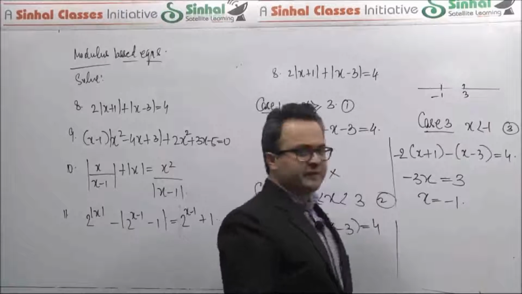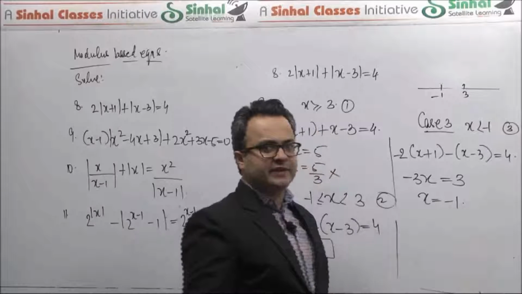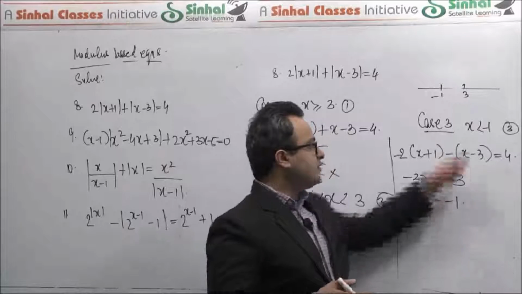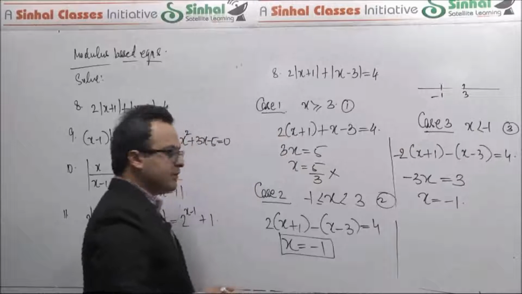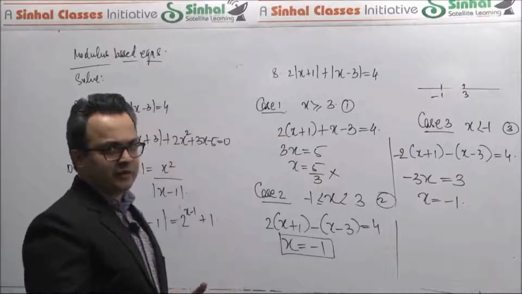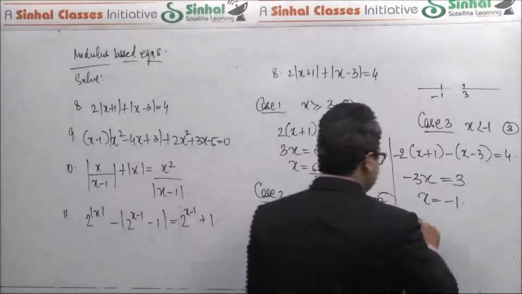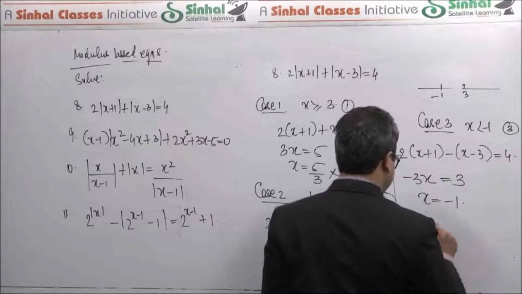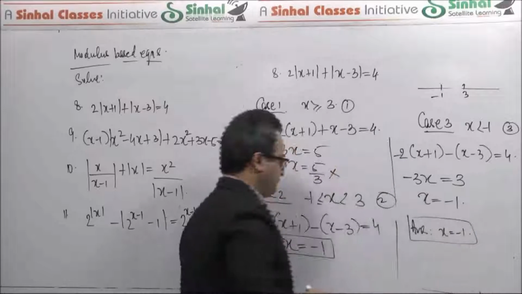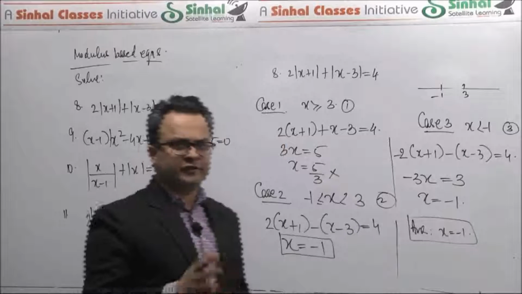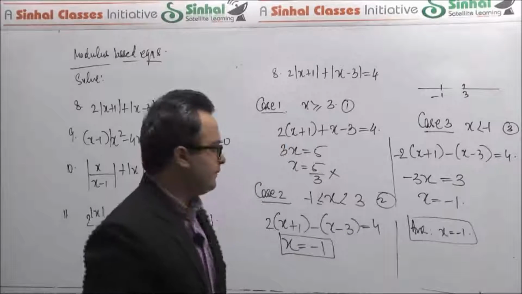Now to be very specific, as far as case 3 is concerned, x equal to -1 has to be rejected because case 3 was solved under the condition that x is less than -1. But it doesn't matter because x equal to -1 has already been accepted overall as a solution from case 2. So the final answer is that the final analysis would be that there is only one solution, and that is x equal to -1.